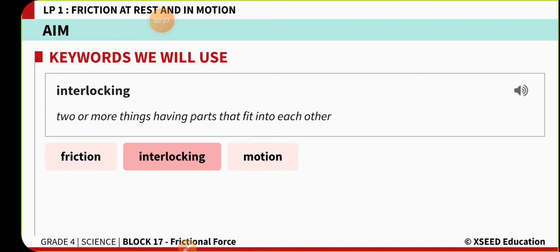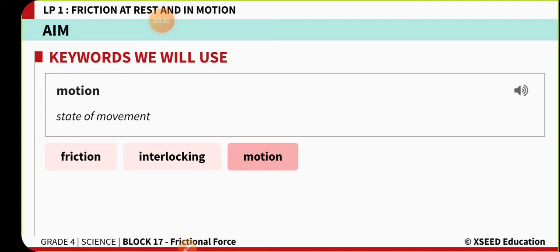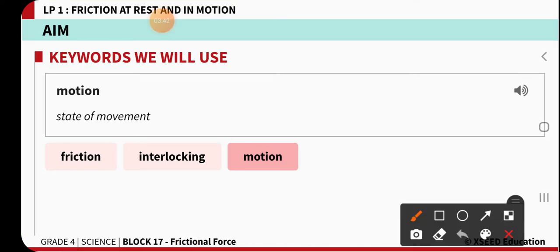Now the third keyword we are going to learn is motion. Motion means a state of moving. Motion: state of movement. So these are the three keywords that we are going to learn in today's class. One is friction, the second is interlocking, and the third is motion.